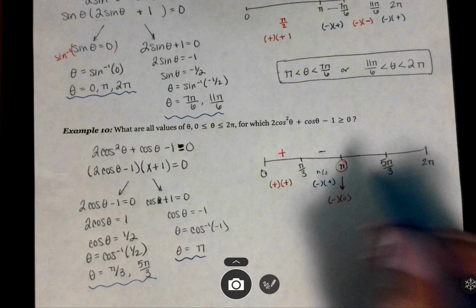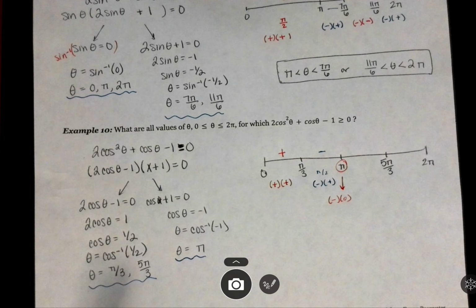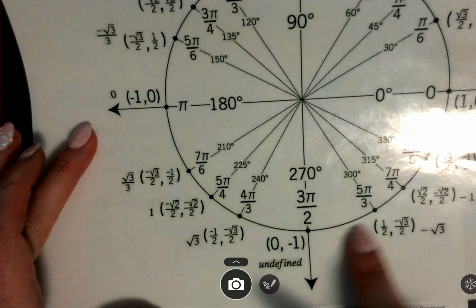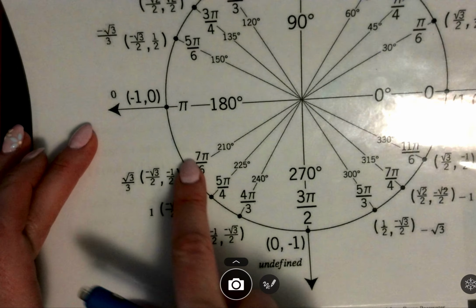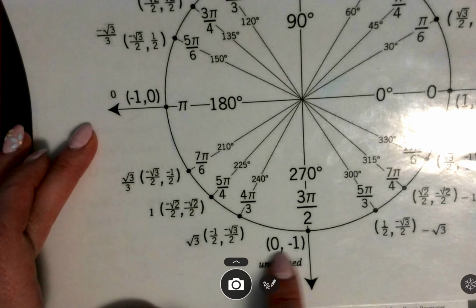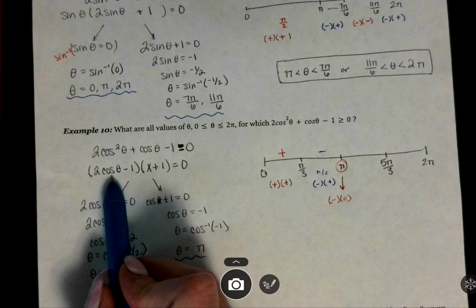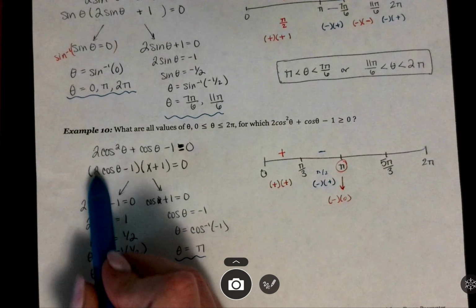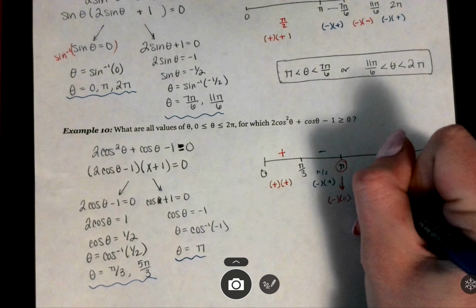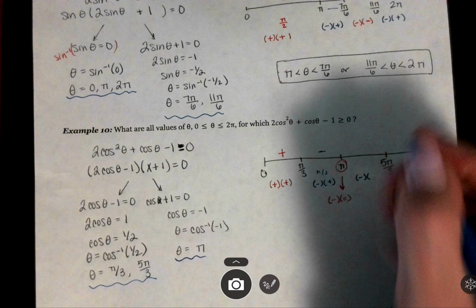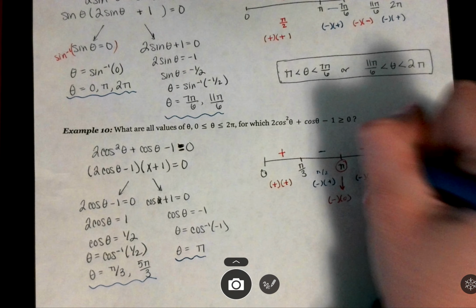My next interval here from pi to 5 pi over 3, let's use 3 pi over 2. So I'll show you my unit circle real quick. So between pi and 5 pi over 3, I could really choose any of these. I just like to use easy values. So 3 pi over 2, cosine of 3 pi over 2 is 0 times 2 is 0, but I subtract 1 when that first set of parentheses is negative. Cosine of 3 pi over 2 is 0 plus 1 is positive, so this will turn negative.